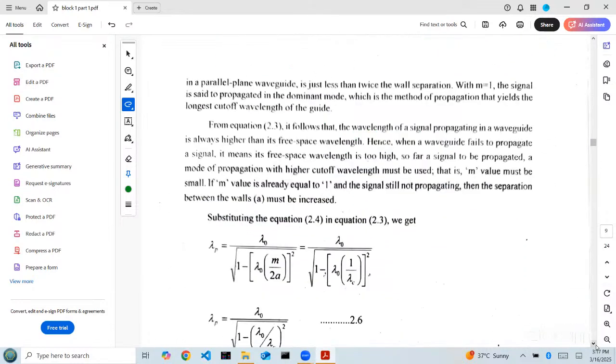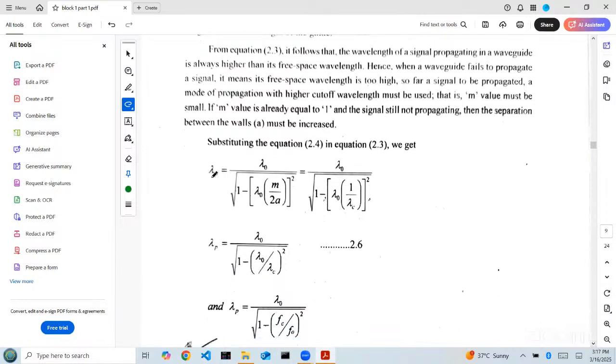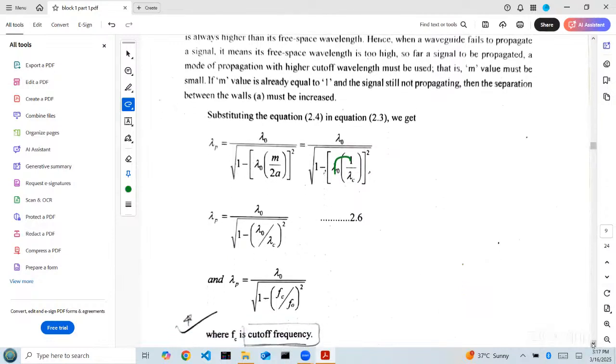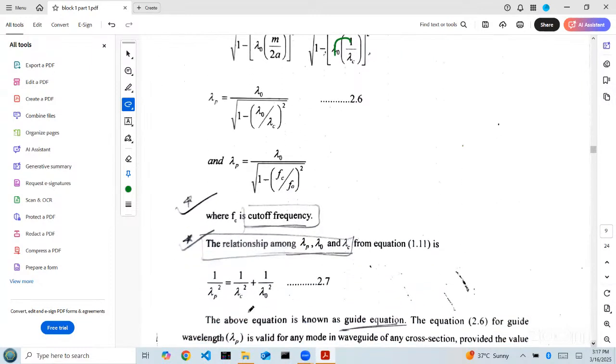Frequency calculation is over. Propagation wavelength calculation. Afterwards, lambda naught is brought inside: lambda naught by under root of 1 minus lambda naught by lambda c, whole square. So we got propagation wavelength lambda p. And we have one relation. What is that relation? 1 by lambda p square equal to 1 by lambda c square plus 1 by lambda naught square. This equation is known as the guide equation.